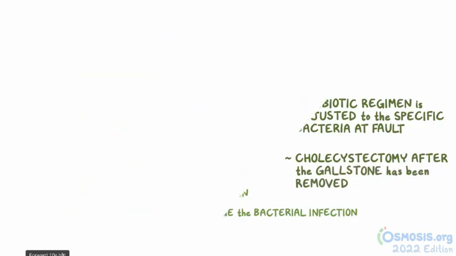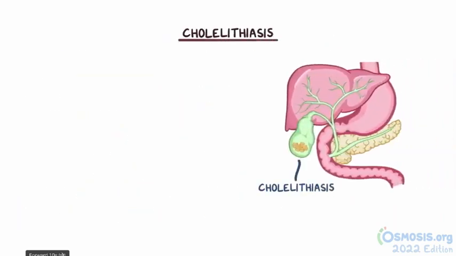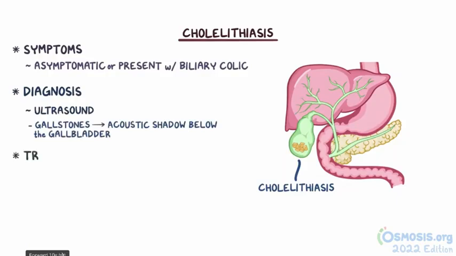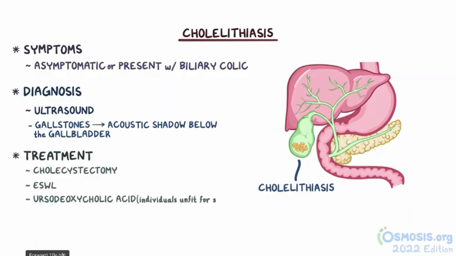Alright, as a quick recap, with cholelithiasis, individuals can be asymptomatic or present with biliary colic. On an ultrasound, the gallstones cast an acoustic shadow below the gallbladder. Treatment in this case is usually cholecystectomy, but ESWL is used in some cases, and ursodeoxycholic acid is used for some individuals unfit for surgery.